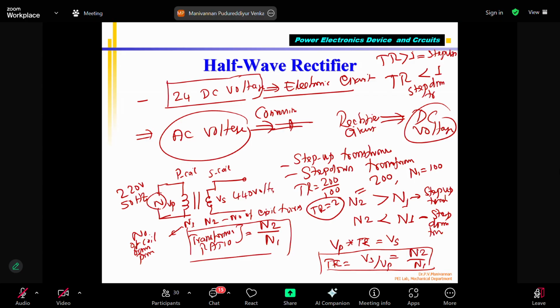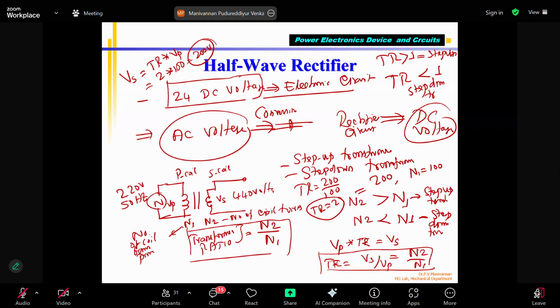200 divided by 100 equals 2. With my transformer ratio, the secondary voltage, which is the output, is nothing but TR multiplied by VP. Correct? TR is 2. Okay, VP equals 100, so then VS will be 200 volts. So this transformer is a step-up transformer.